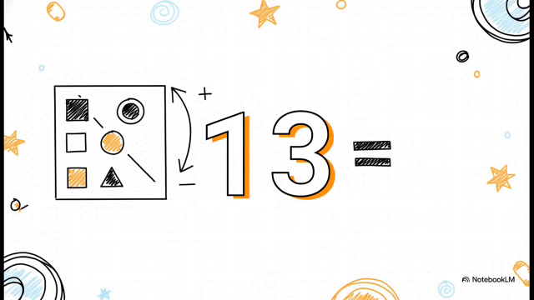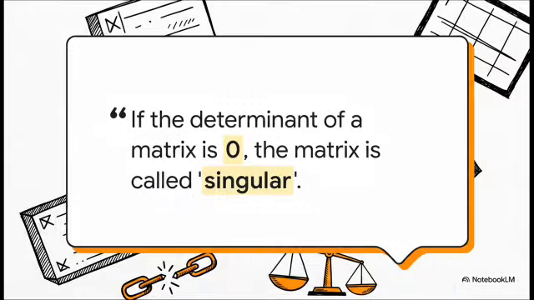Let's actually try that out. So we multiply down the main diagonal. Then we multiply up the other diagonal. And then we just subtract that second result from the first. And boom, what you're left with is one single number. That's our determinant. Okay, but why do we even care about this one number?